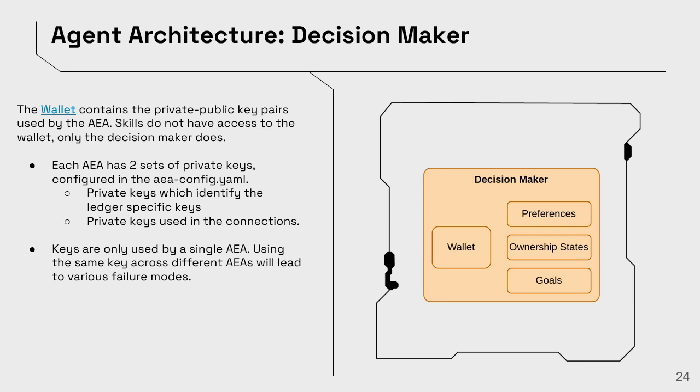Each agent has two sets of private keys, which are configured in the agent configuration file: private keys that identify the ledger-specific keys, and private keys used for the connections. Keys cannot be reused by different agents. Using the same key across different agents will lead to failure modes and security issues.